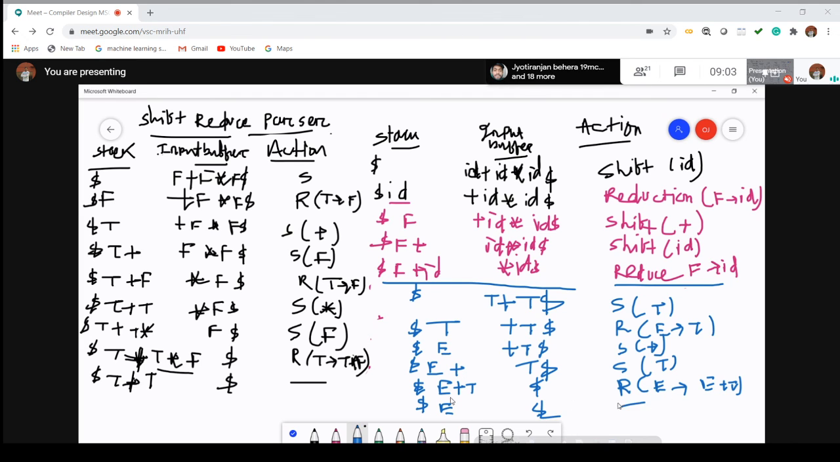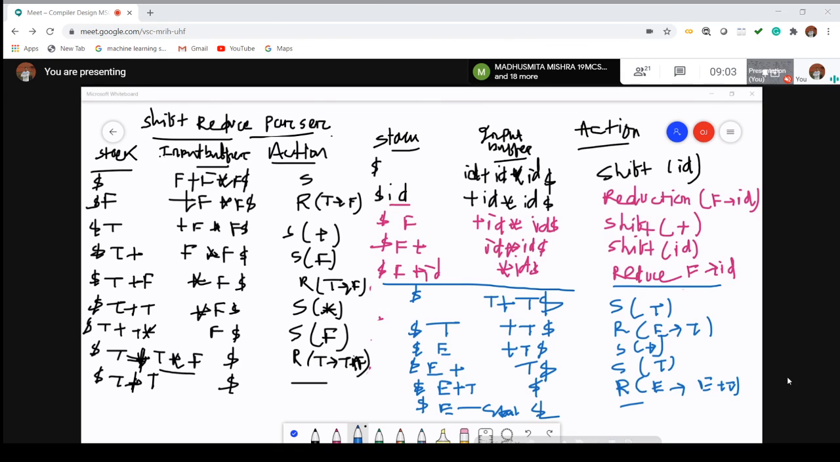There will be no productions. Now you can check whether E is the start symbol or not. You have reached the start symbol, hence you have to stop. This is all about the exact working principle of shift reduce parsing.